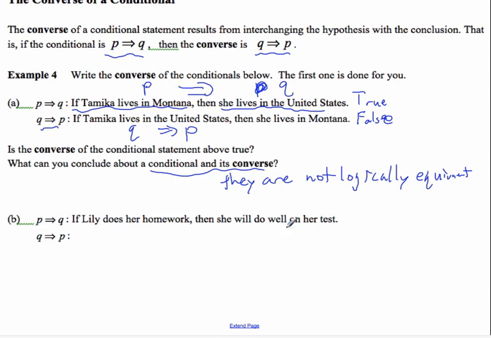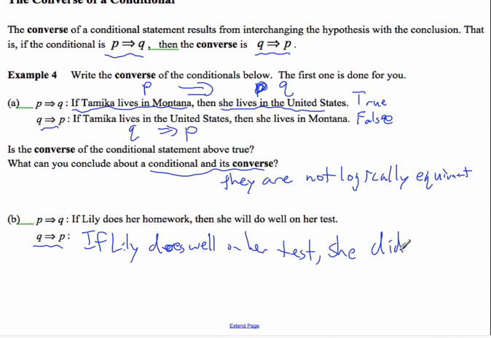If Lily does her homework, then she will do well on the test. So the converse is the opposite of that: if Lily does well on her test, she did her homework. That's the converse of that.